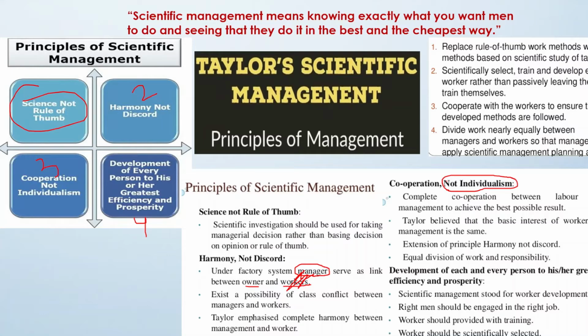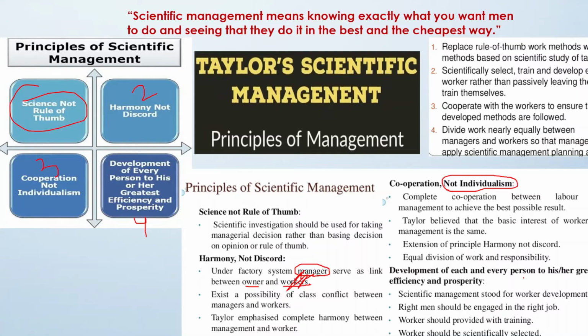The fourth principle says development of every person to his or her greatest efficiency and prosperity. Scientific management stood for worker development. Right men should be engaged in the right job. Here it is saying the development of each and every person to his greatest efficiency and prosperity. So how can we develop a person? If we want to develop each and every person, we have to supervise them. We have to find their skills so that we can put them in the right job.